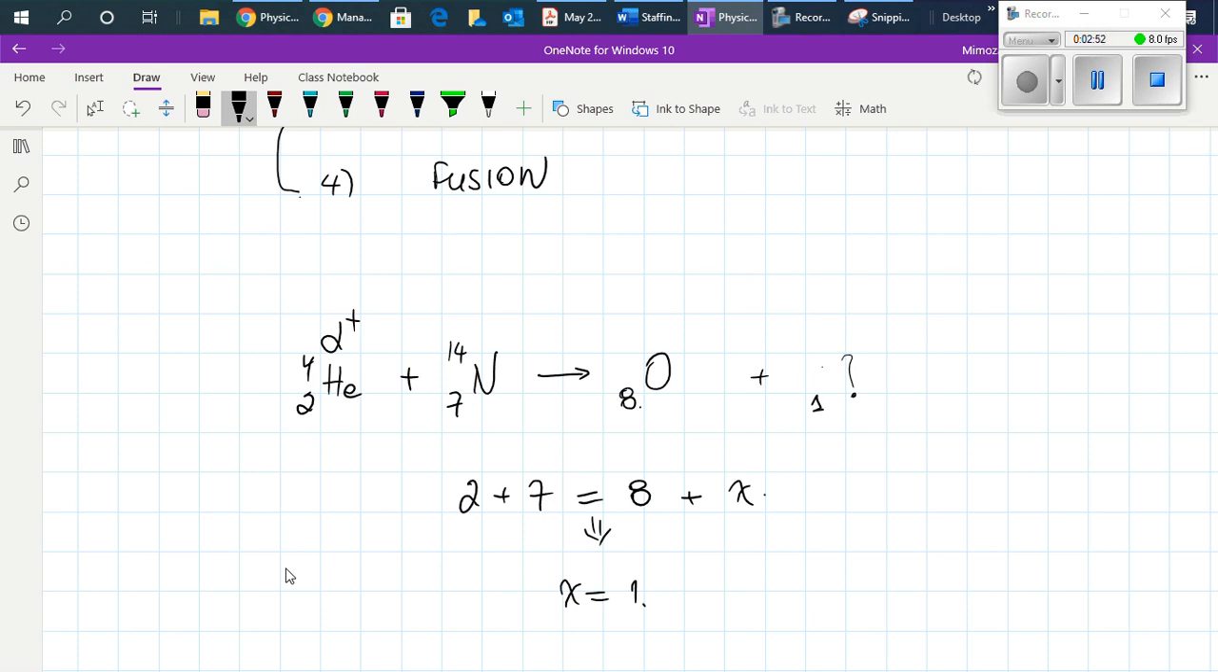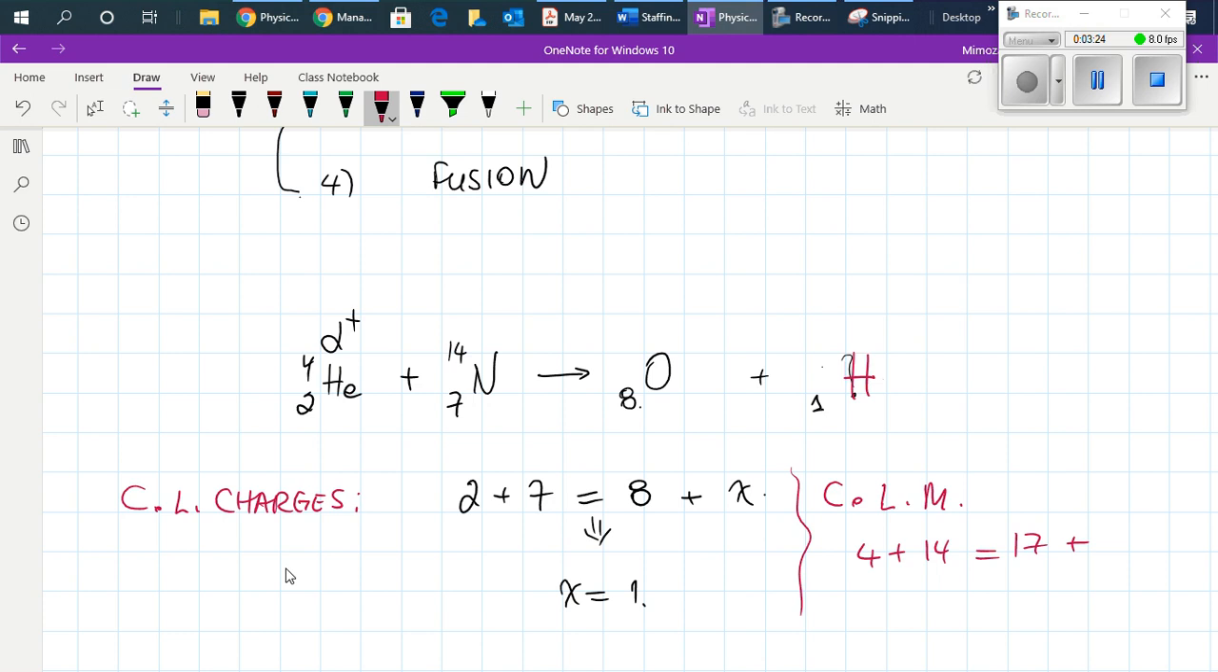And since we are in the first place on the periodic table, because this is telling us the number of protons, applying the conservation law of charges, that tells us that we are dealing with hydrogen. And let's apply the conservation law of masses. So 4 plus 14 is equal to oxygen's 17 plus x. And then from here, x is equal to 1.